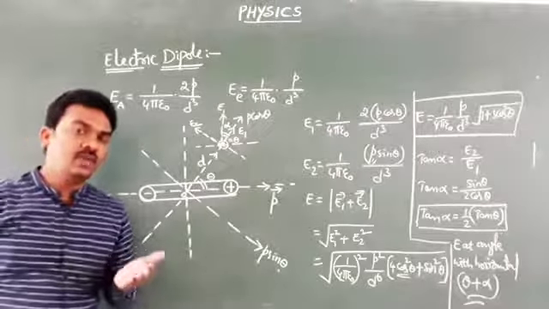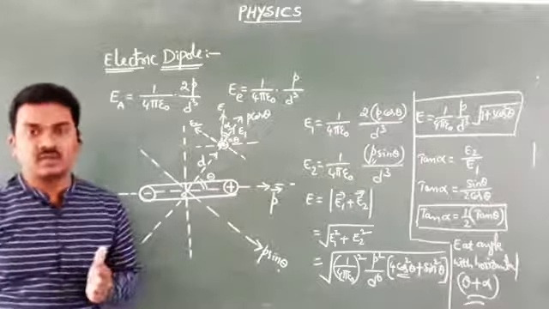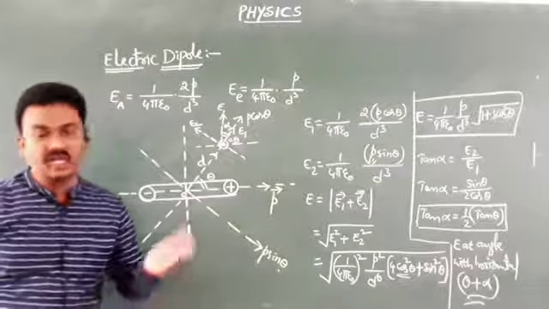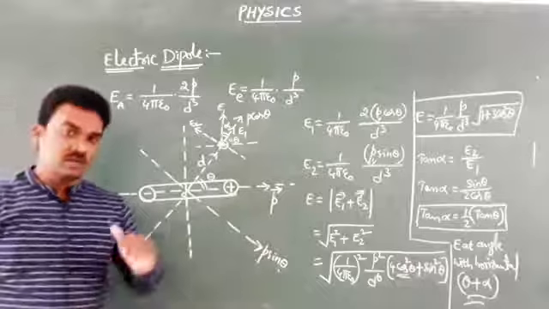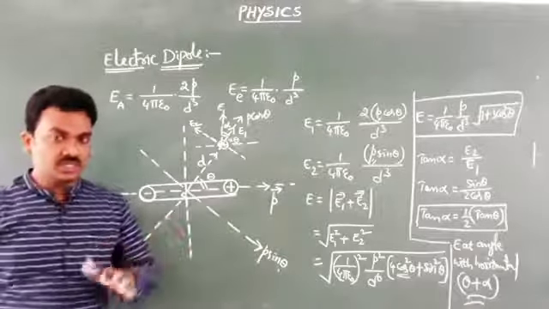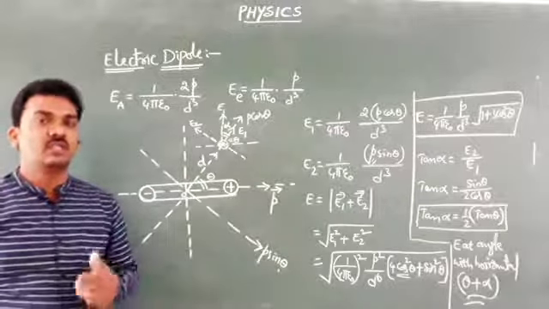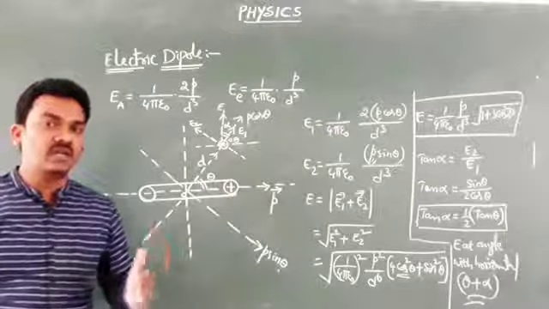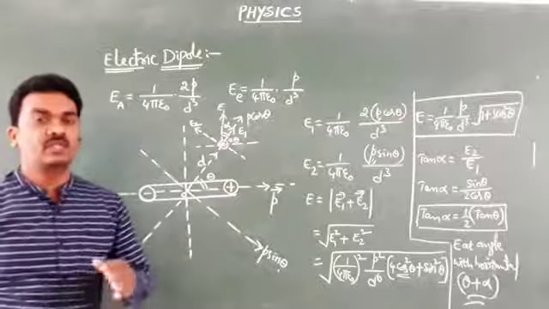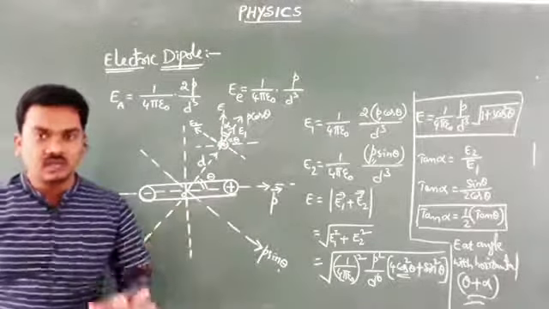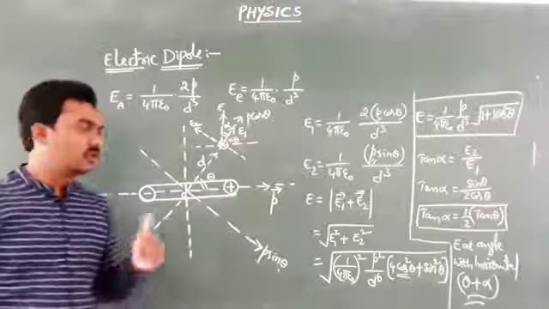If the strength of the field changes but the direction remains the same, if the strength remains the same but the direction changes, or both the strength and the direction change, then we say the field is changing. Then it is a non-uniform electric field. So we discuss the presence of an electric dipole in a uniform electric field and a non-uniform electric field. Note this down.